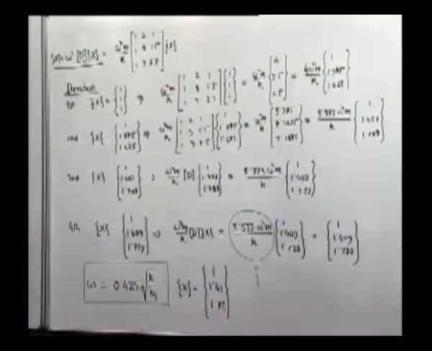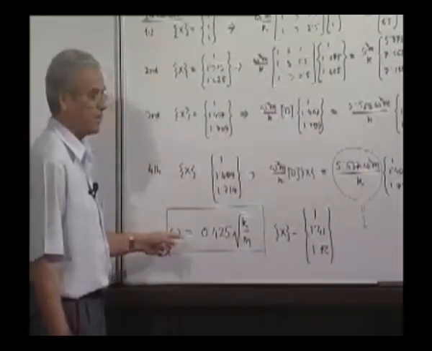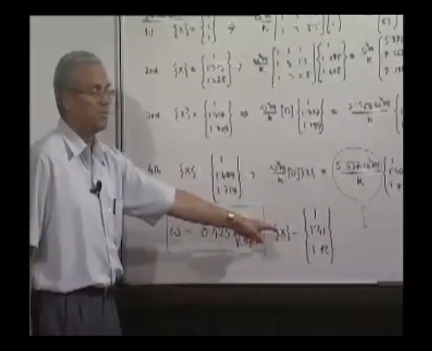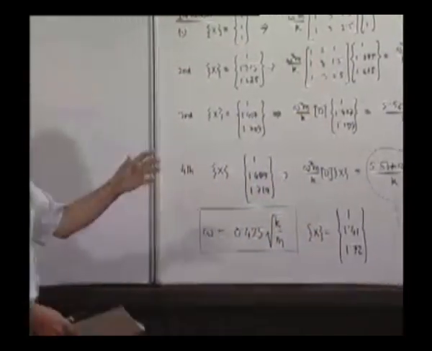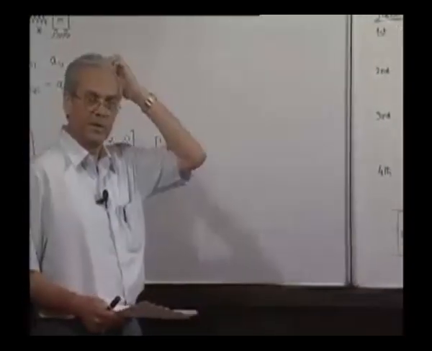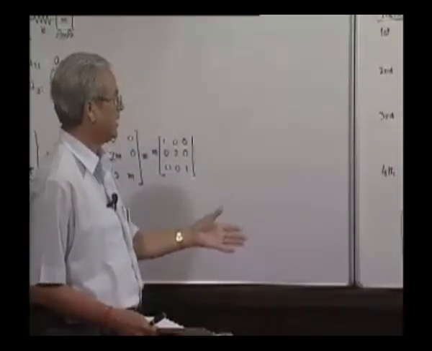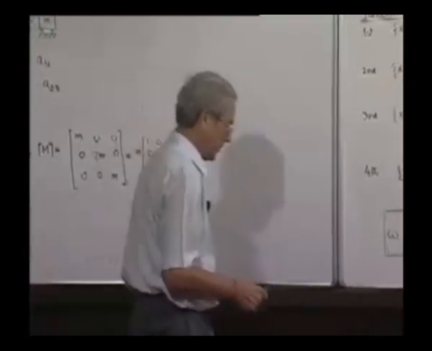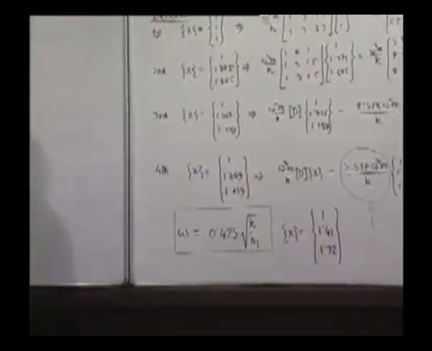But the question is which mode is this? Now, it can be proved, as I will be doing now, that this is nothing but the first mode, or the fundamental natural frequency, and this is the first mode. Why is it always converging to the first mode? If that is the question you have to understand, then we will digress from the iteration procedure for a short while.